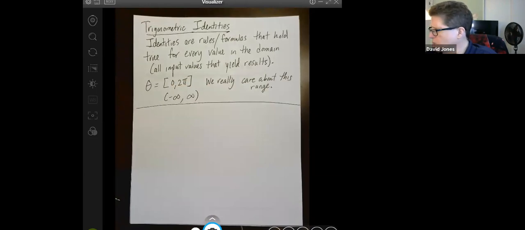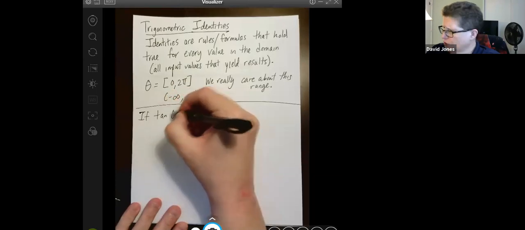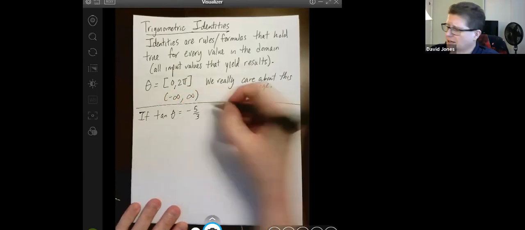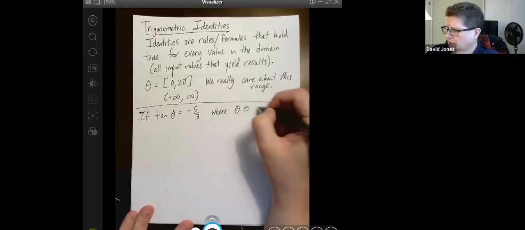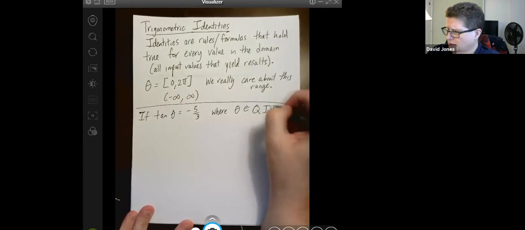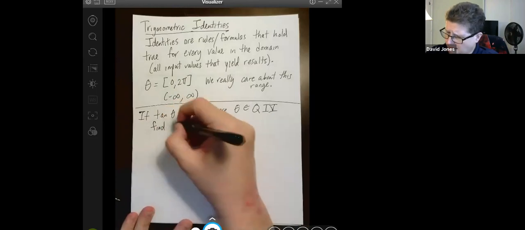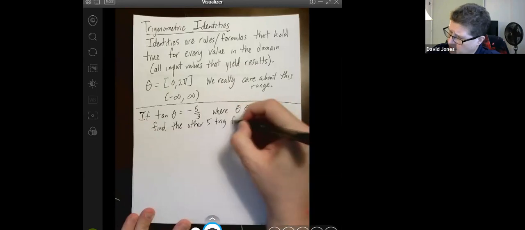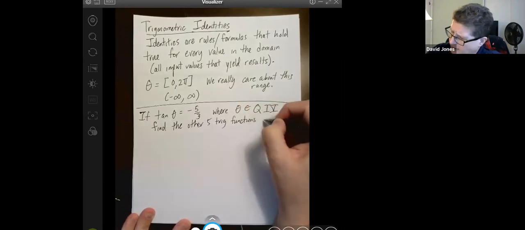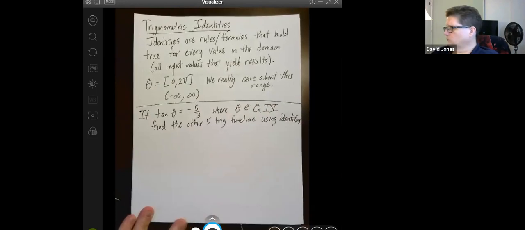So what we're going to do is start off with: if tangent theta is equal to negative 5/3, where theta is in quadrant 4, find the other 5 trig functions using identities.